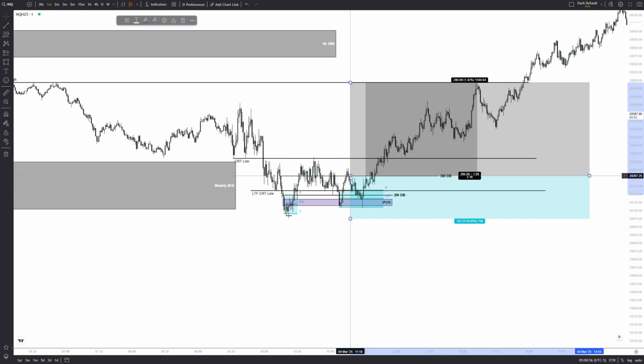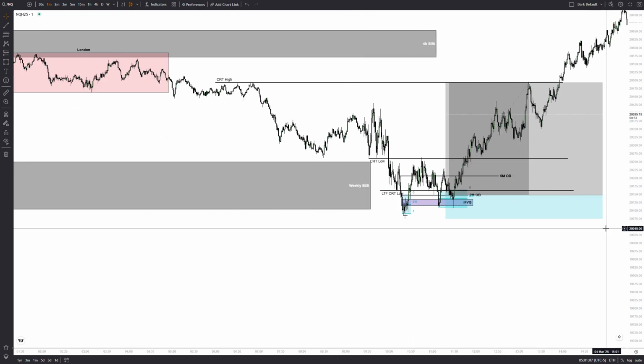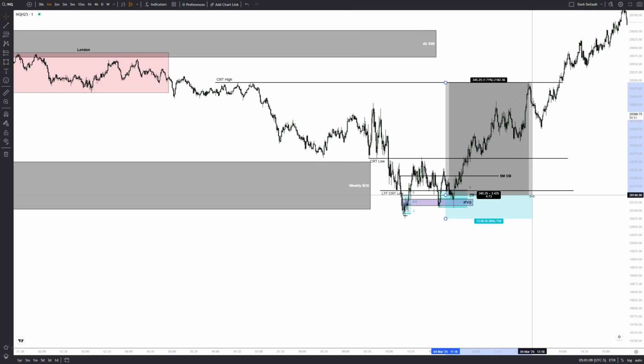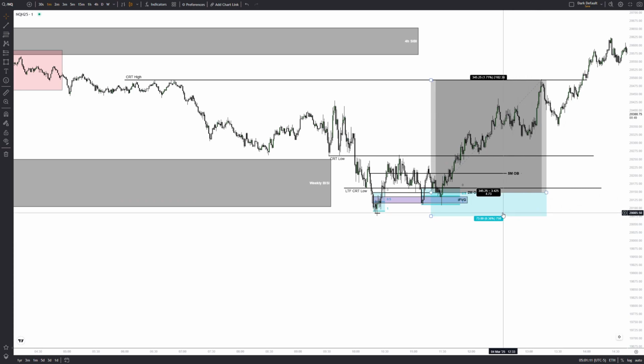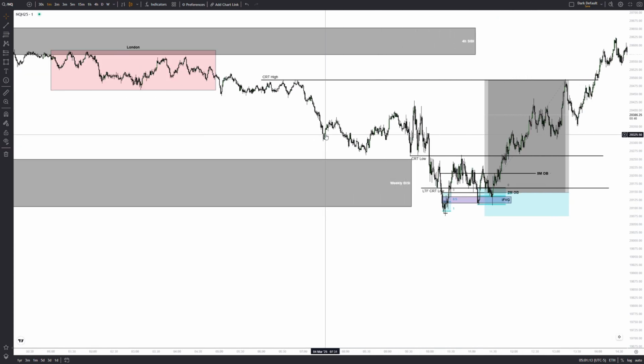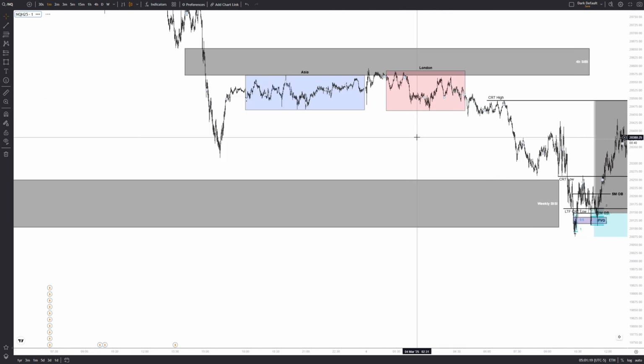Listen, 2.16R is more than enough, but because I take partials, I like to take the higher risk reward plays. So for me, 4.73 risk reward is amazing. Now, I want to dive into why I was looking for longs. Okay, so why was I looking for longs?